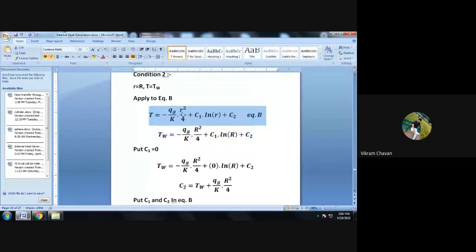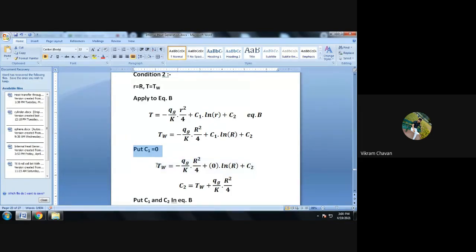here small r we have replaced with the capital R, that is R square divided by 4, plus C1 remaining as it is, multiplied by ln of capital R, plus C2. We'll get this equation. Now we have already determined C1, and C1 is 0. So just put that C1 value in the equation.